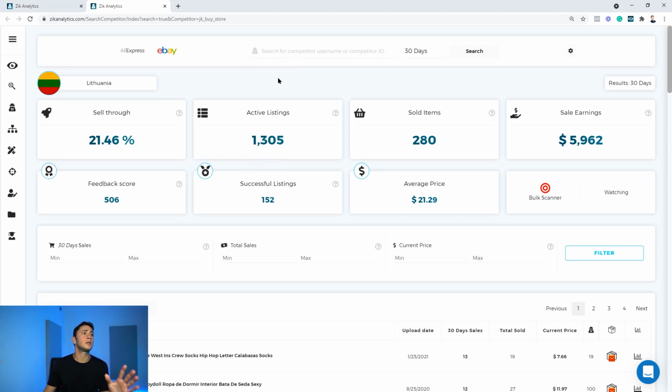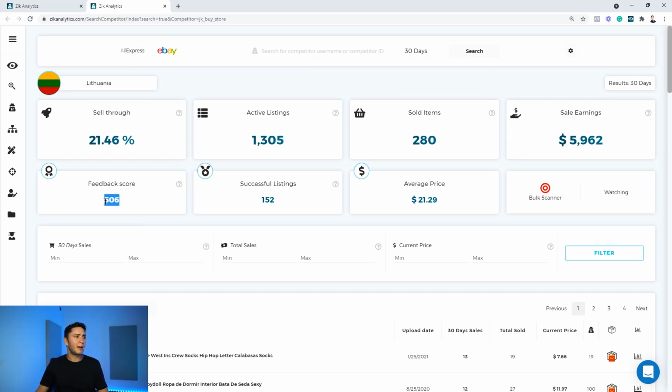Before I move forward, I just want to say, you can also analyze the sellers and see their performance in the last 21 days, 14 days, and 7 days. I like to use 30 days because it gives me more data, more understanding about the long-term performance of the seller. So let's start with analyzing the statistics.